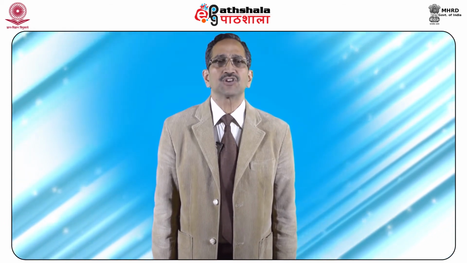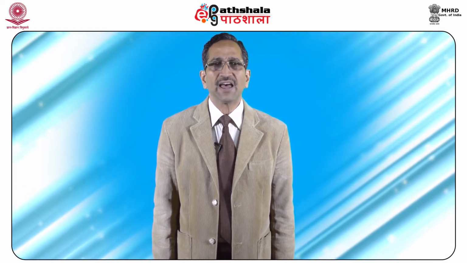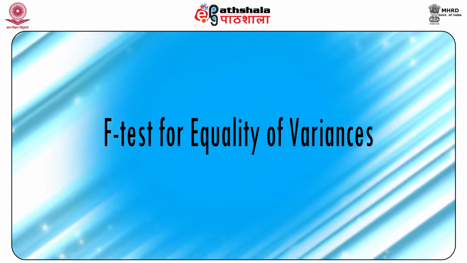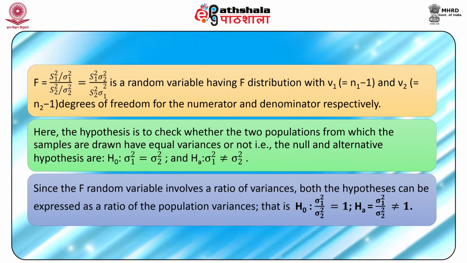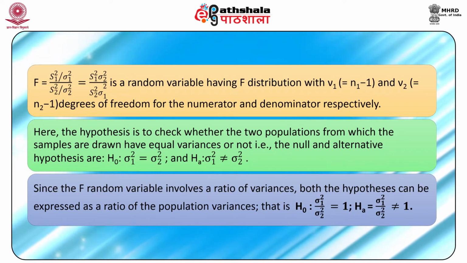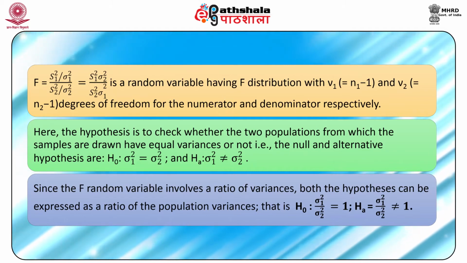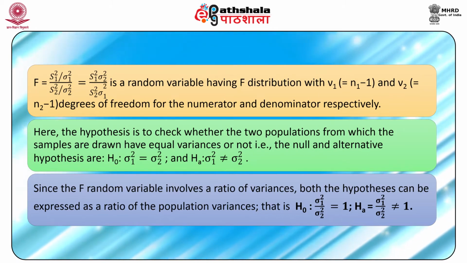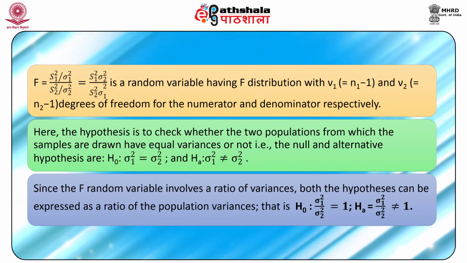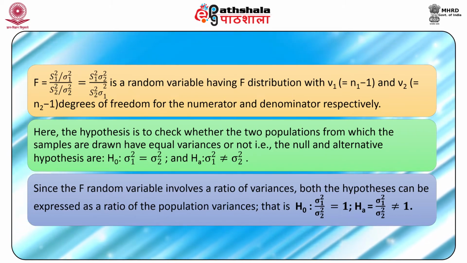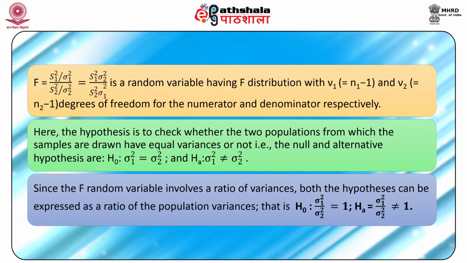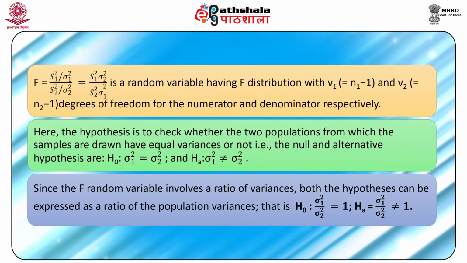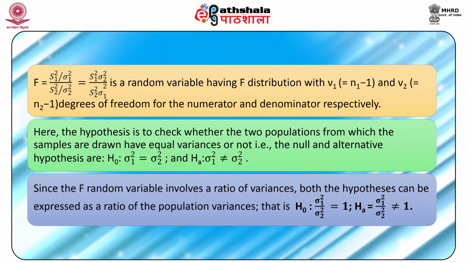The first application is given in this section 4.1, where we try to understand the F test for equality of variances. So as we have learned above that F is equal to S1 square upon sigma 1 square divided by S2 square upon sigma 2 square, which is equal to S1 square sigma 2 square upon S2 square into sigma 1 square. This is a random variable having an F distribution with nu 1 equal to n1 minus 1 and nu 2 equal to n2 minus 1 degrees of freedom for the numerator and denominator respectively.